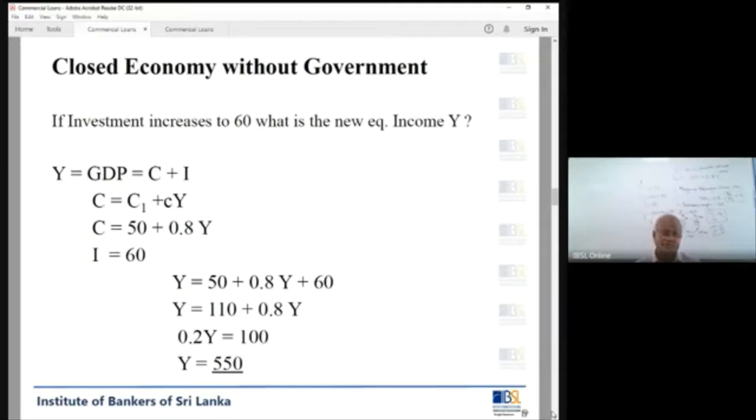Please calculate using the same equation. Get the answer: C plus I, 50 plus 0.8 Y. Substitute and get the answer. 50 plus 0.8 Y, same concept, investment 60. Then go through this formula and see how to get the 550. When investment was 50, national income GDP was equal to 500. Now investment in the economy increases.